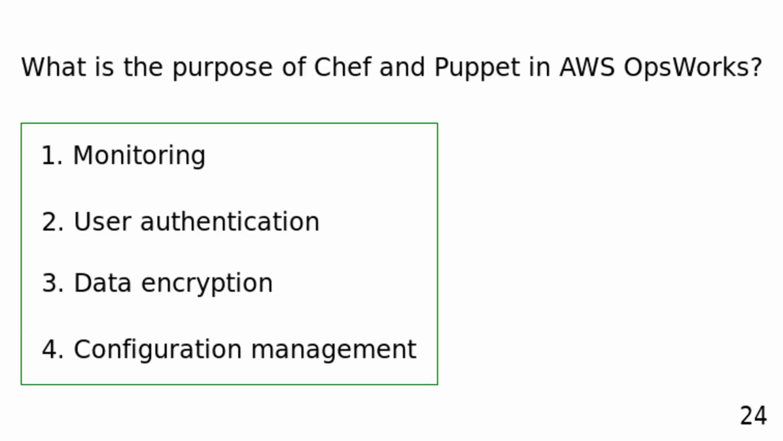What is the purpose of Chef and Puppet in AWS OpsWorks? Monitoring. User authentication. Data encryption. Configuration management.